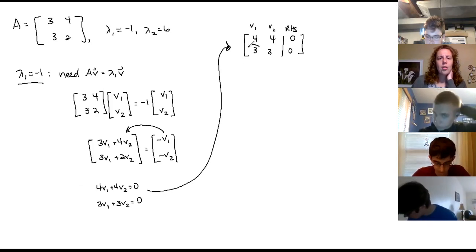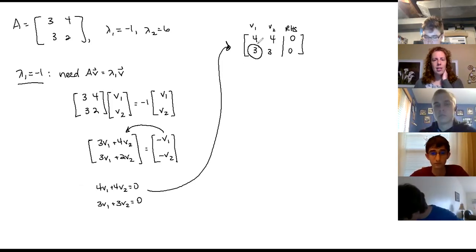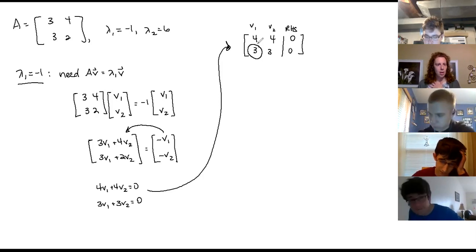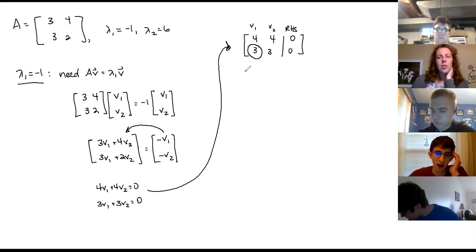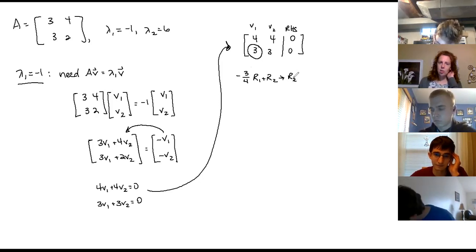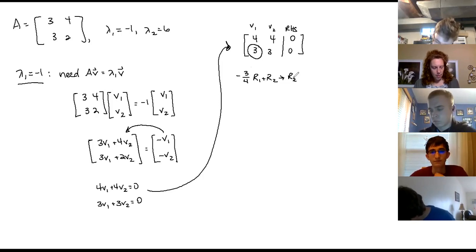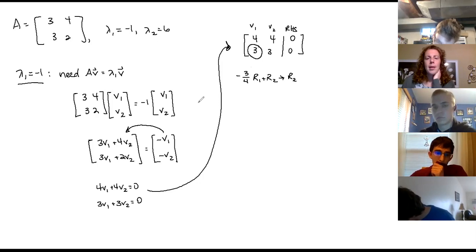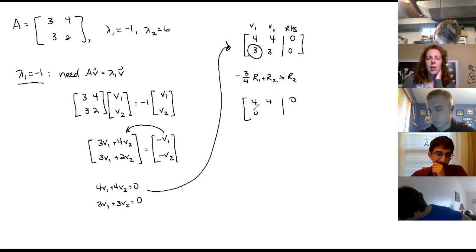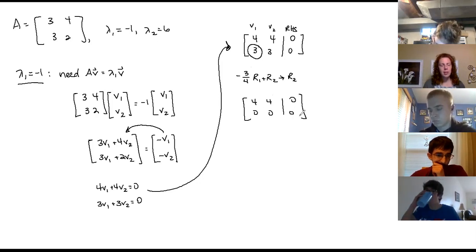The only entry that I need to zero out is this 3 in the bottom left-hand corner to make it triangular, right? So that's going to be -3/4 times row 1 plus row 2 gets sent to row 2. If I do that, the matrix is going to turn into 4, 4, 0, and all zeros on the bottom.